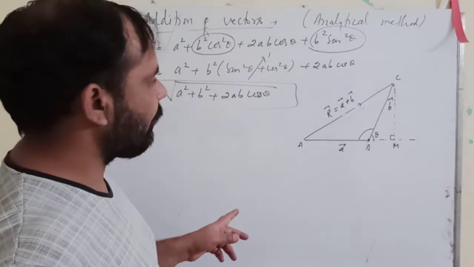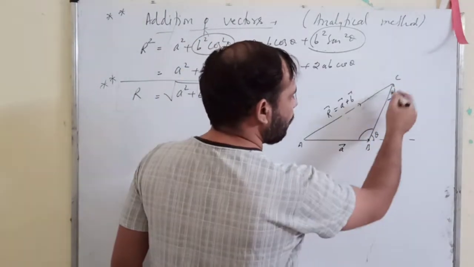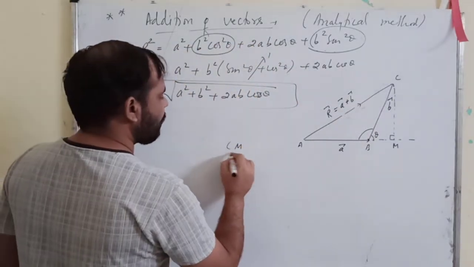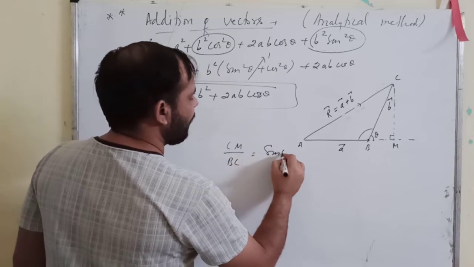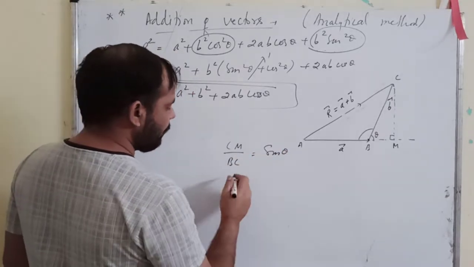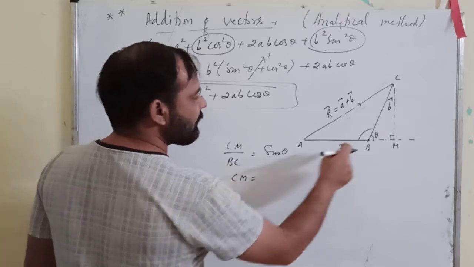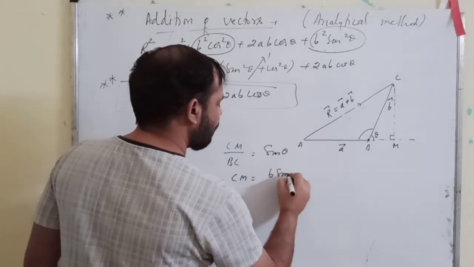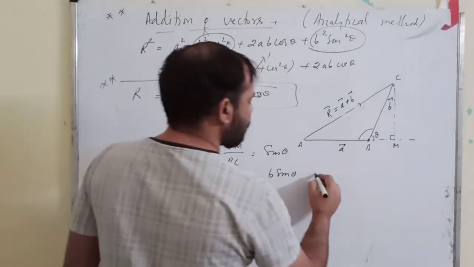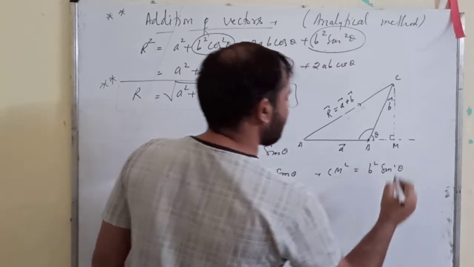Cm square. Look at this triangle. If I ask you how much is Cm upon BC, it is sine theta, am I right? So Cm equals BC sine theta. And BC is the magnitude of the second vector B. So it is B sine theta, right? So how much is Cm square? It is B square sine square theta.